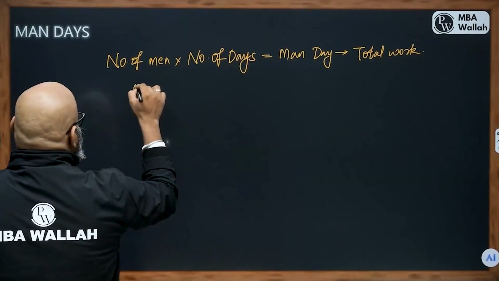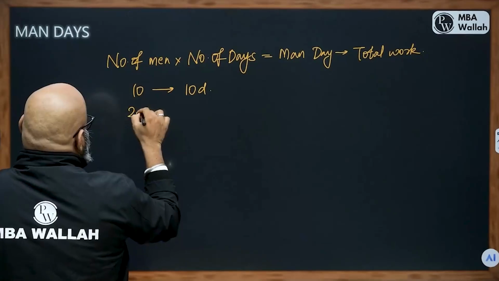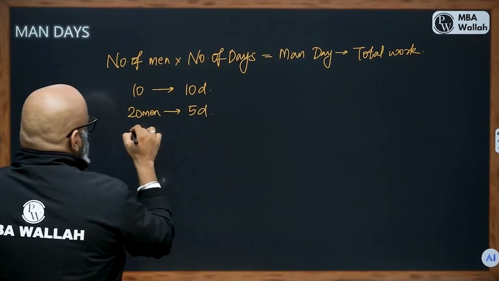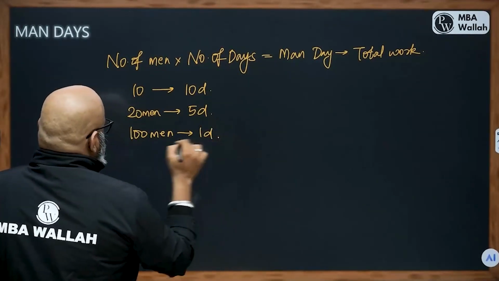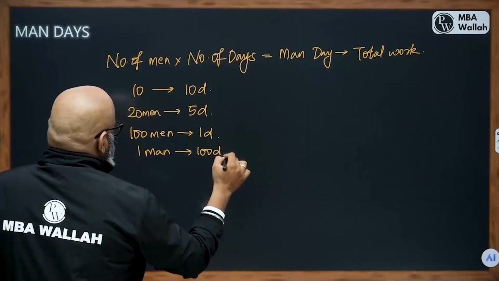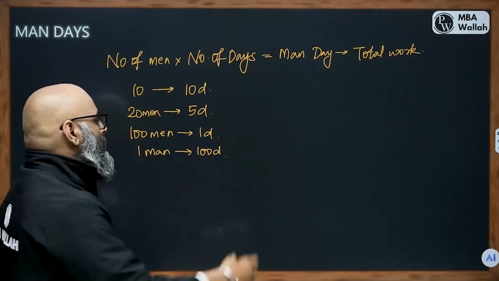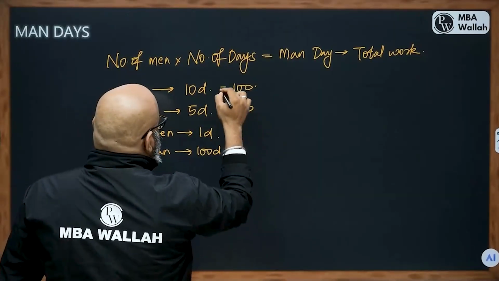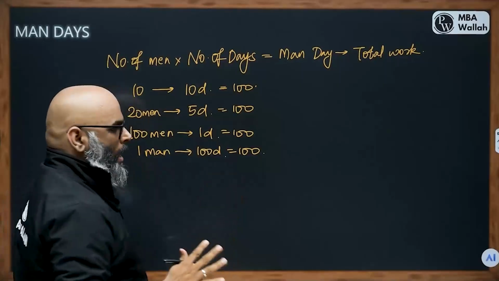So 10 men can do it in 10 days, 20 men can do it in 5 days, or 100 men can do it in 1 day, or 1 man in 100 days. So the idea is the same. Number of men into number of days will always be your total work. In all these cases, we notice that the total work we accounted to be 100.